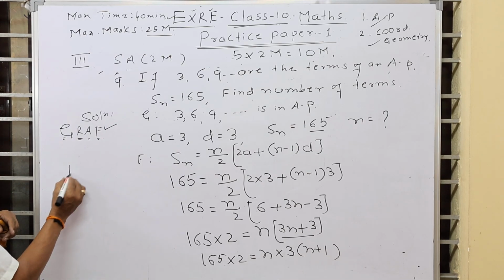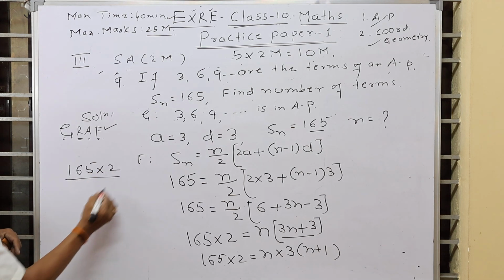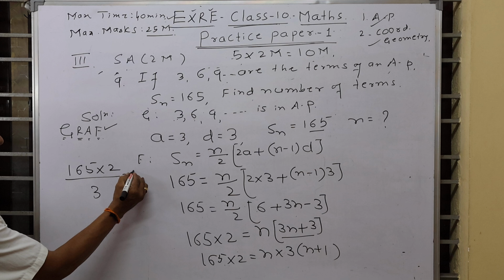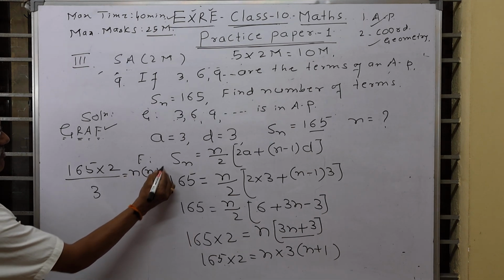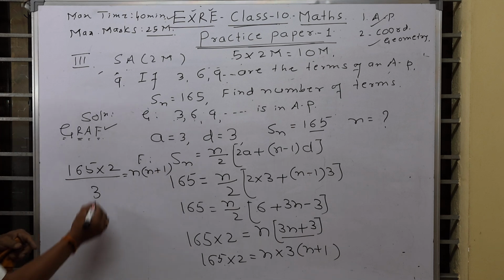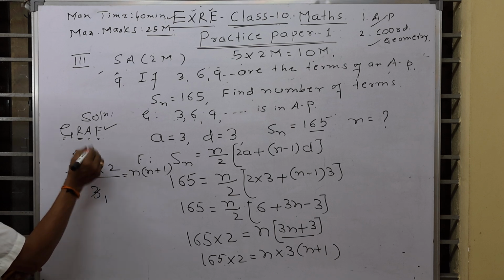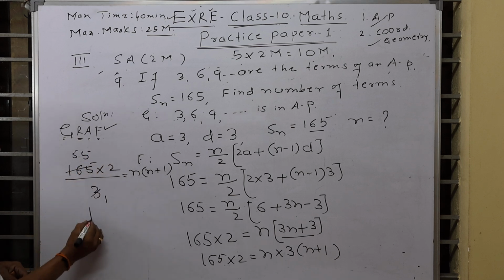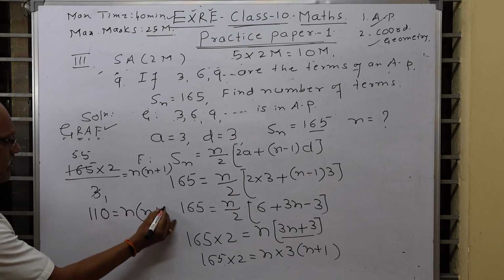You get 165 into 2 divided by 3 is equal to, on the right hand side, what you are left with, n into n plus 1. Now you cancel 165 and 3. 3 1s are 3, 3 5s are 15, you are left with 16 minus 15 is 1, so 55. 55 2s are 110 is equal to n into n plus 1.